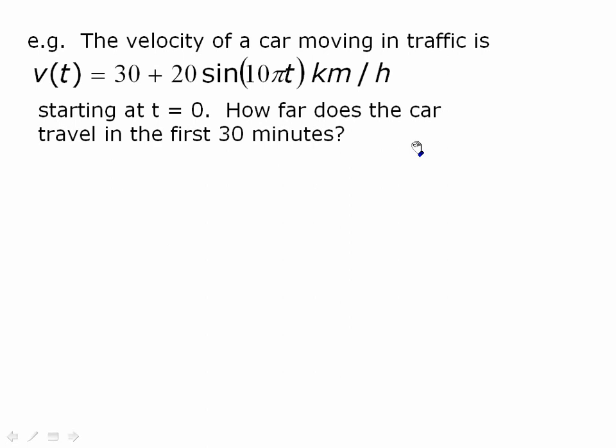So this is kind of an interesting one because the velocity function is given as a trigonometric function, which seems a little odd. You wonder what sort of driving pattern this guy's got. Now this is starting at t equal to 0. Okay, fair enough. And then we want to find out how far the car goes in 30 minutes.